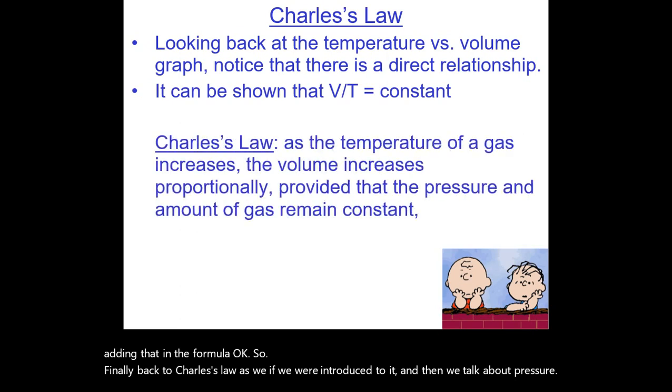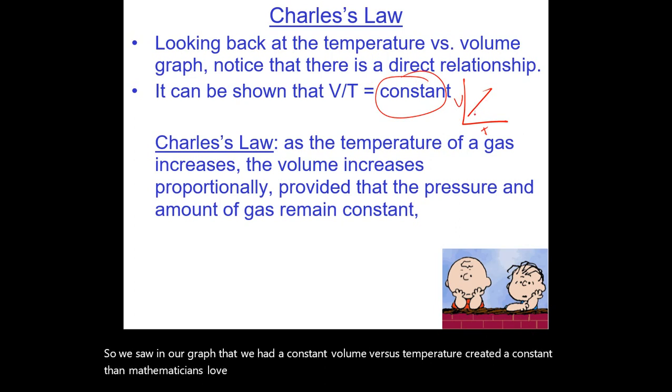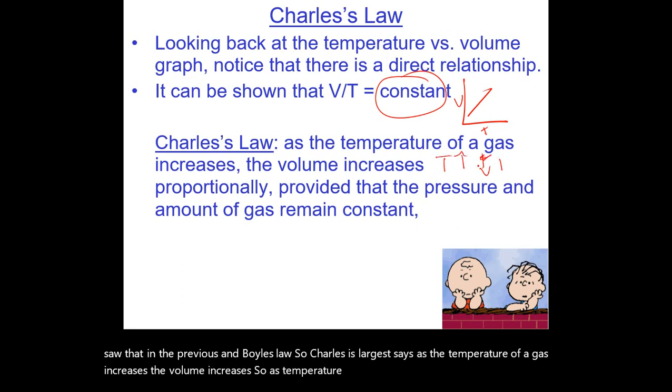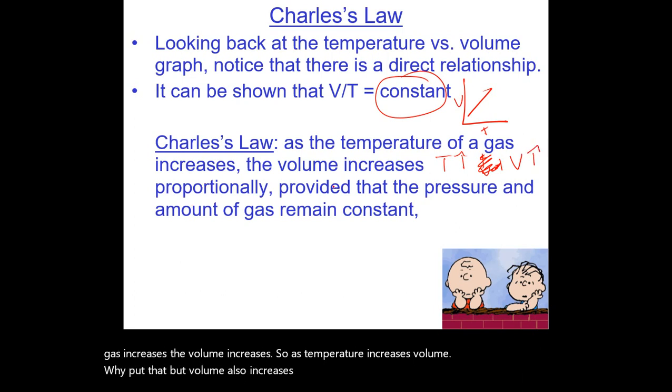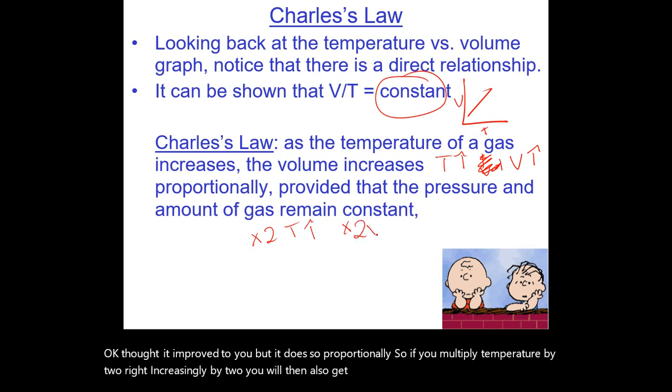Okay, so we saw in our graph that we had a constant. Volume versus temperature created a constant, and mathematicians love that constant because you can create an equation of a line, right? And we saw that in the previous Boyle's law. So Charles's law just says that as the temperature of a gas increases, the volume also increases, and it does so proportionally. So if you multiply temperature by 2, you will then also get the same doubling of volume.